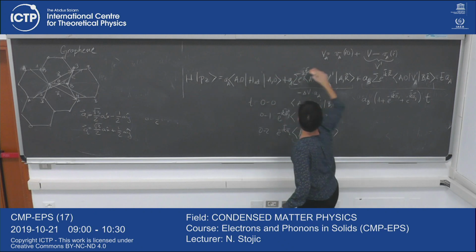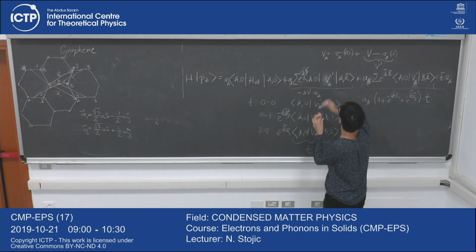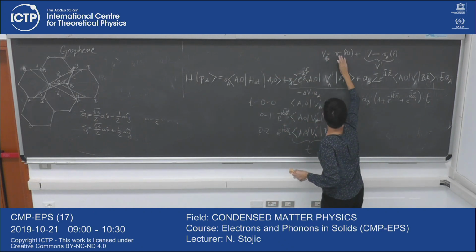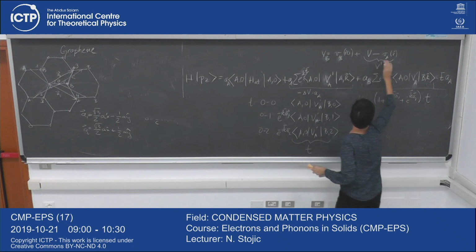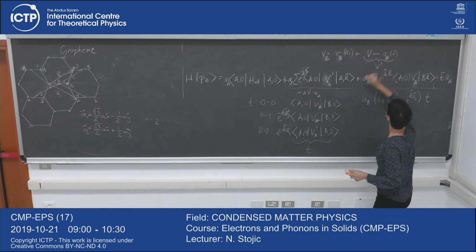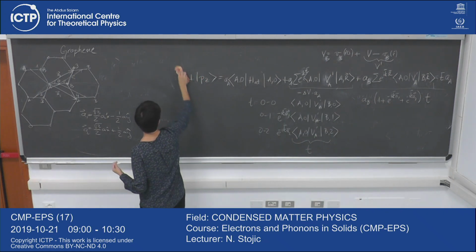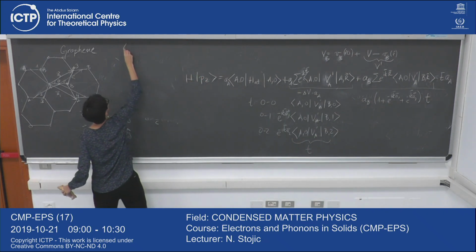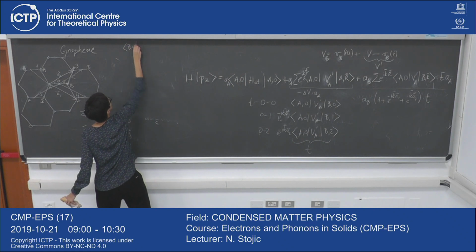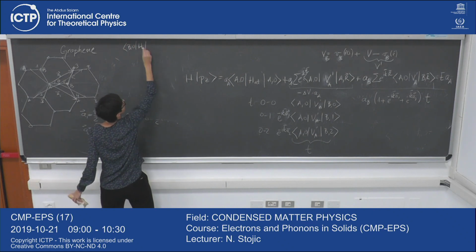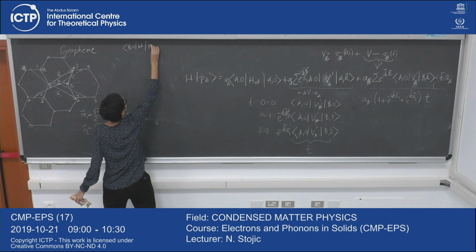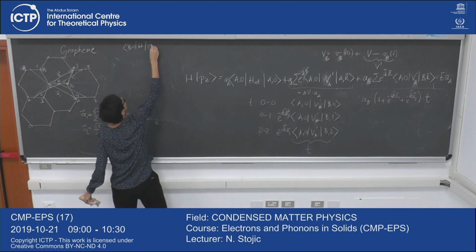So now I will use the VB potential. VB. And I'll be sitting at the B side. So now I'm multiplying B0, BZ. Let me write it explicitly.